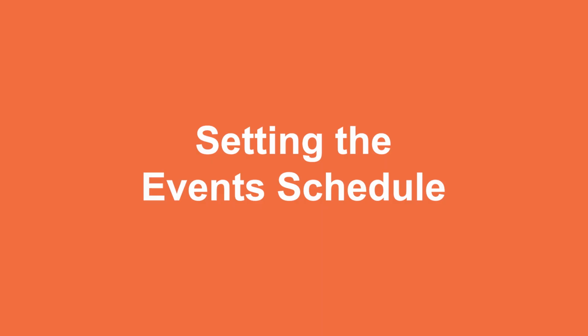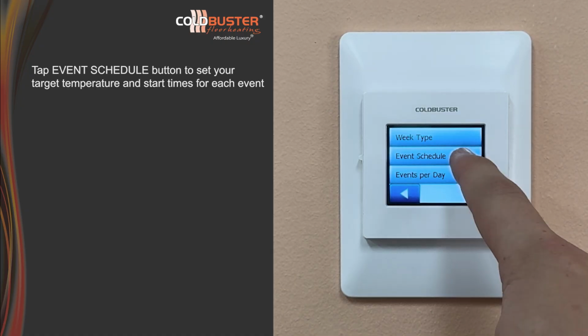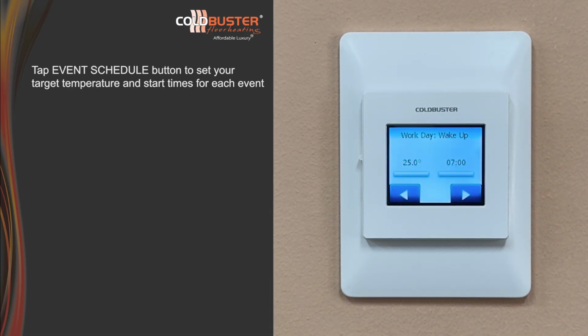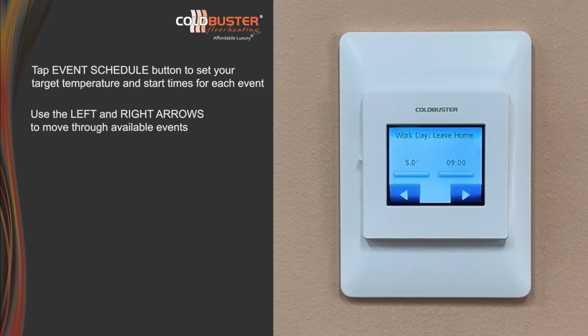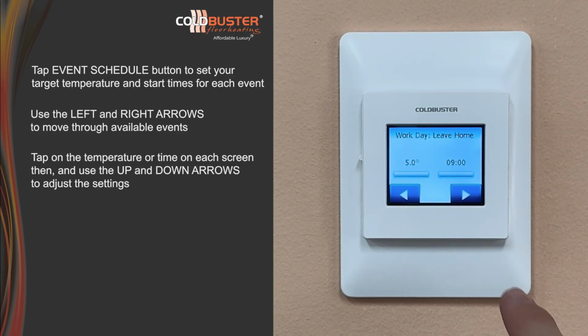Setting the event schedule. Select Event Schedule to set your target temperatures and start times for each event. Use the left and right arrows to move through the available events. Tap the temperature or time on each screen. Then use the up and down arrows to adjust the settings.